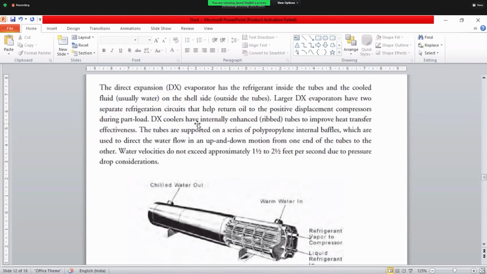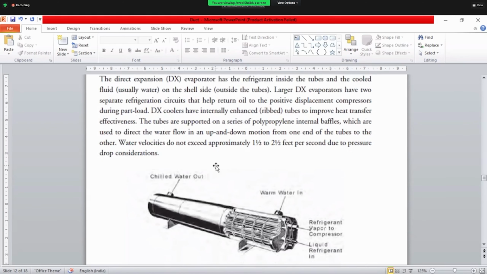DX coolers have internally enhanced rib tubes to improve heat transfer effectiveness. The tubes are supported on a series of polypropylene internal baffles, which are used to direct the water flow in an up and down motion from one end of the tubes to the other end. Water velocity does not exceed approximately 1.5 to 2.5 feet per second due to the pressure drop consideration.